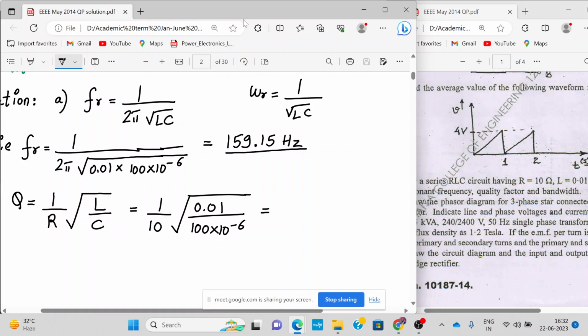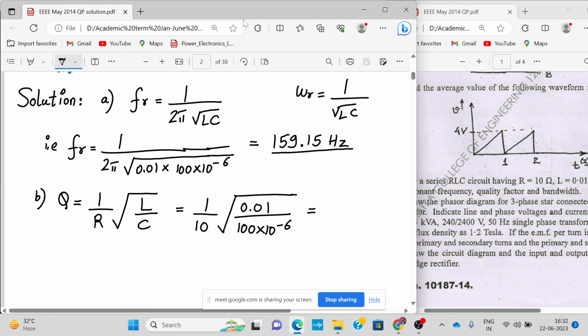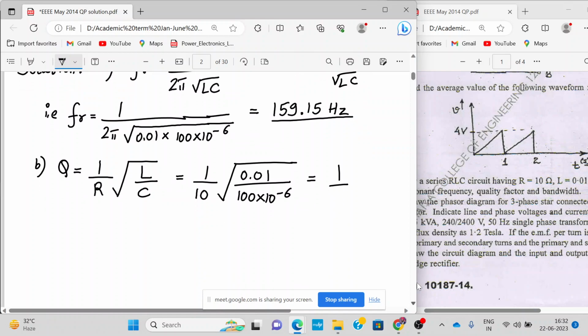Yeah, anyone? The quality factor Q value is? Is it 1? Yes, it is 1. Normally the value of Q is less than 100, and in most cases is less than 10. So 1 is the correct answer.